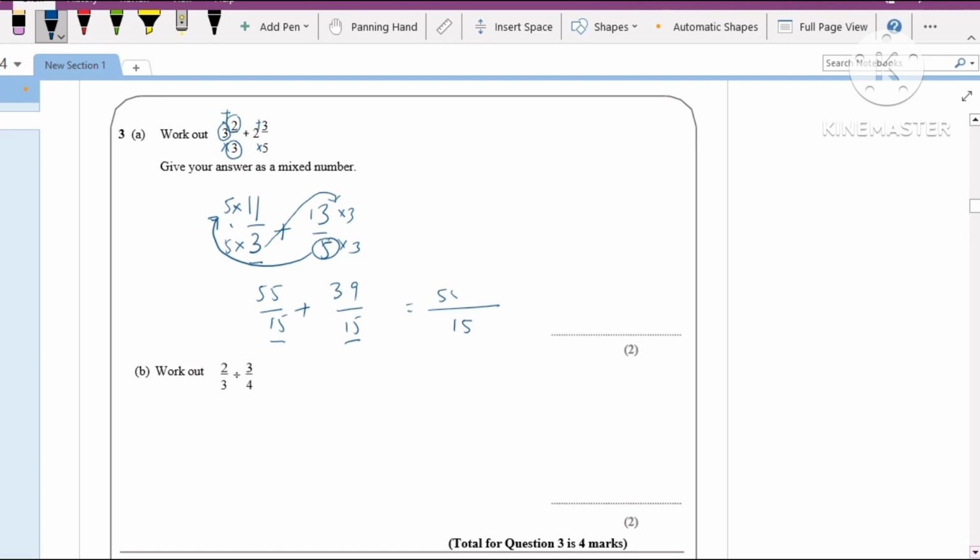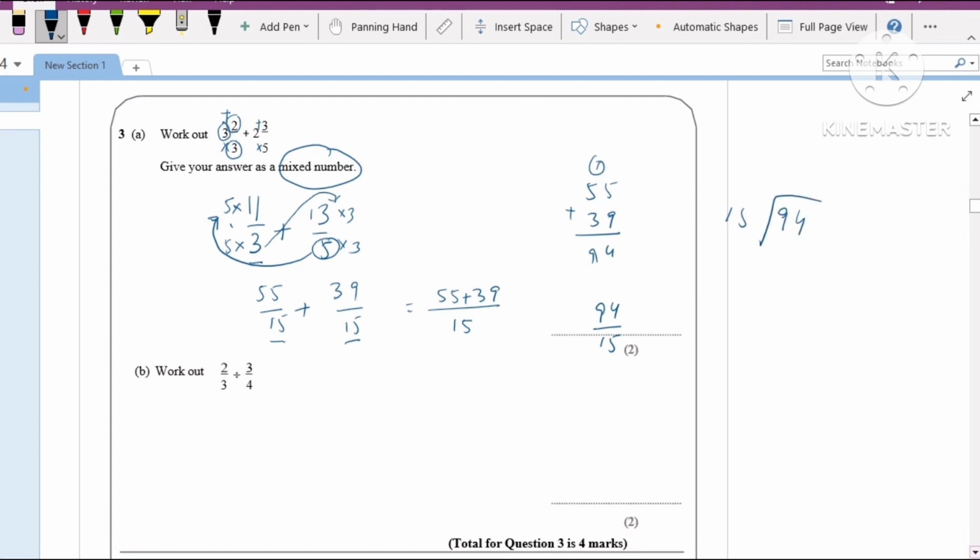So 15, we have the same denominator, so we can write the denominator at once, and we can add these two numbers, 55 plus 39. You can add these two numbers by using the column method. 9 plus 5, that is 14, carry 1. 5 plus 3, 8 plus 1, 9. So 94 over 15 is your answer, but you have to write this answer in the form of a mixed number. So you will write 94 divided by 15.